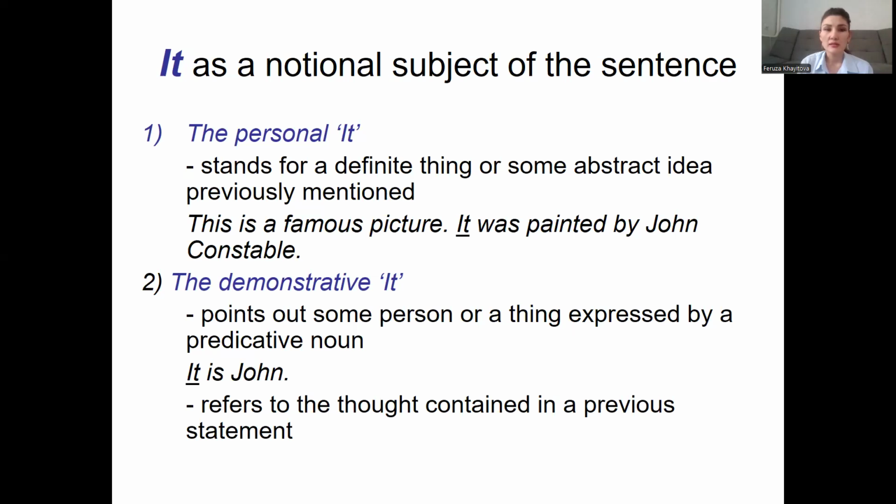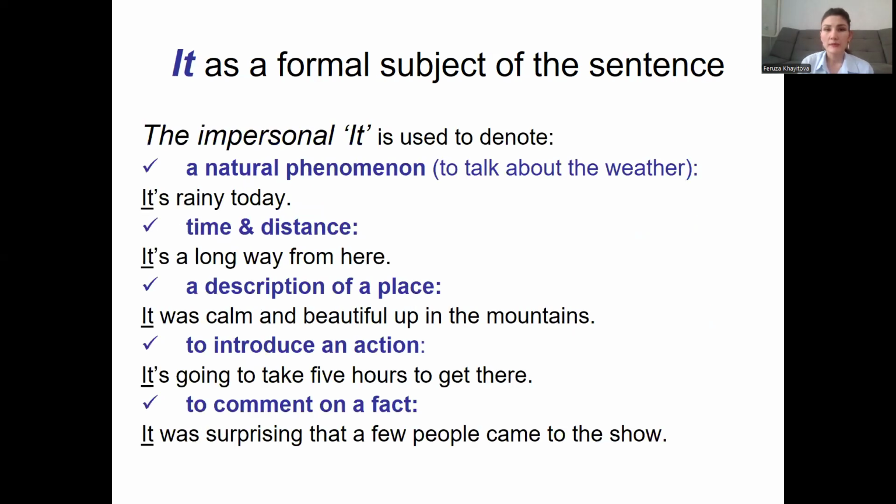It, notional subject of the sentence. The personal it stands for a definite thing or some abstract idea previously mentioned. For example, this is a famous picture. It was painted by John Constable. The demonstrative it points out some person or thing expressed by a predicative noun. For example, it is John. It refers to the thought contained in a previous statement.